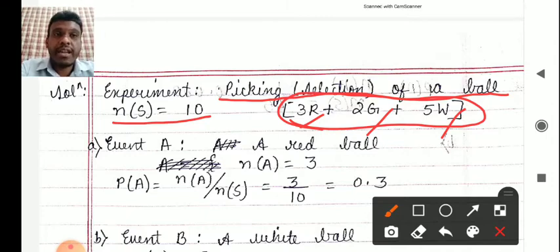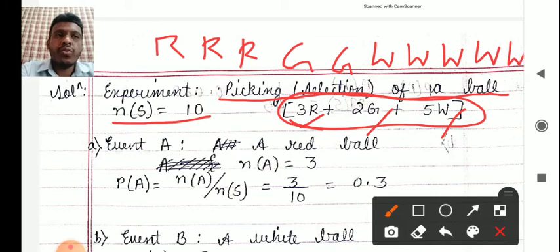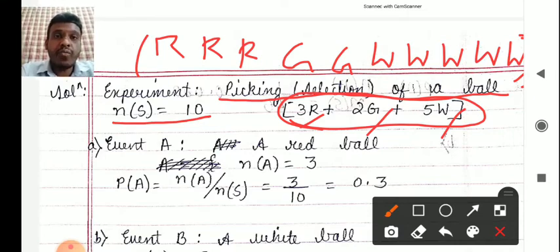Out of these 10, your sample space is actually like this: R R R G G W W W W W. So 5 white balls, 2 green balls and 3 red balls. This is your sample space. So directly you can write here, if you want, n(S) is equal to 10, because there are 10 balls out of which you are going to select any one ball.